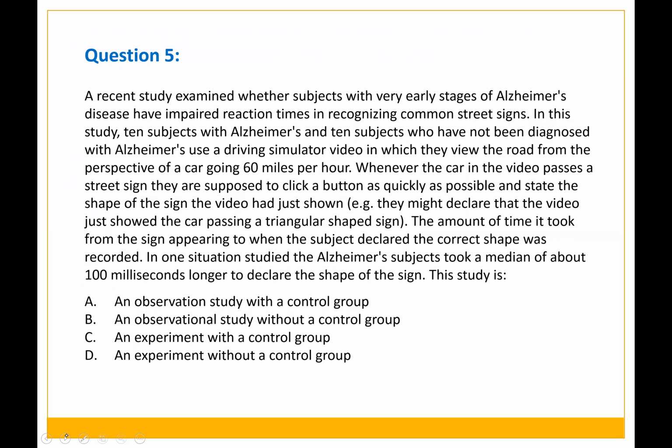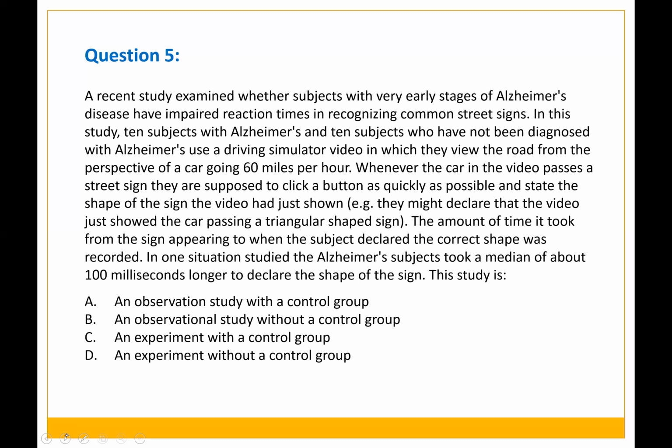A recent study examined whether subjects with very early stages of Alzheimer's disease have impaired reaction times in recognizing common street signs. In this study, 10 subjects with Alzheimer's and 10 subjects who have not been diagnosed with Alzheimer's used a driving simulator video in which they view the road from the perspective of a car going 60 miles per hour. Whenever the car in the video passes a street sign, they're supposed to click a button as quickly as possible and state the shape of the sign the video has just shown. The amount of time it took from when the sign appeared to when the subjects declared the correct shape was recorded.